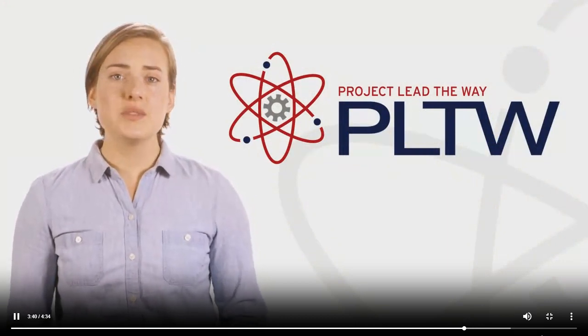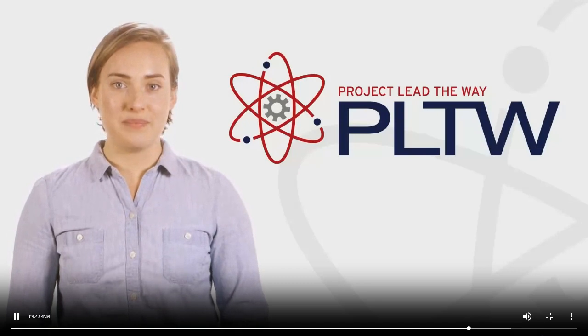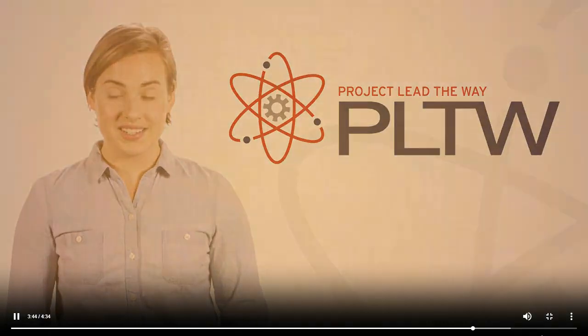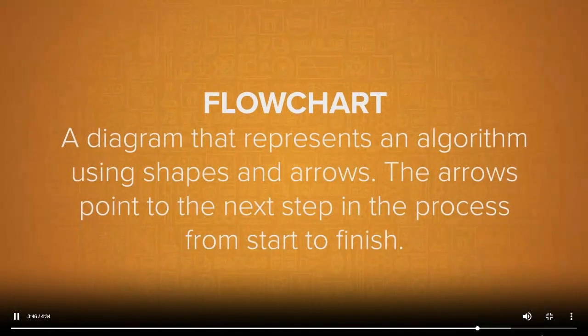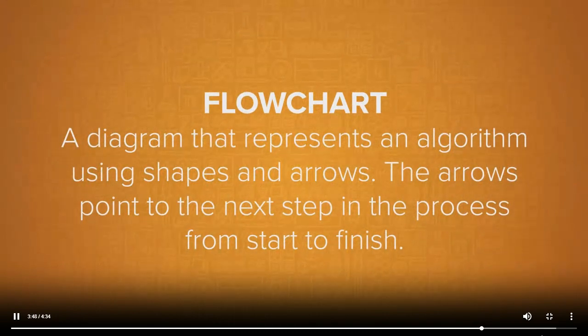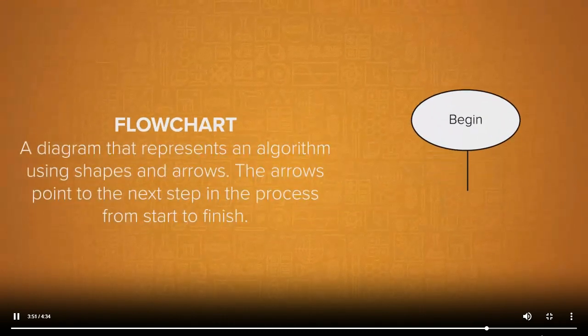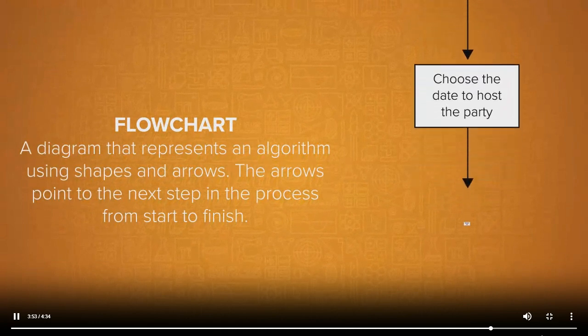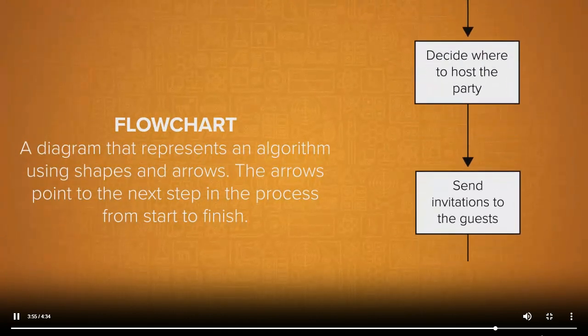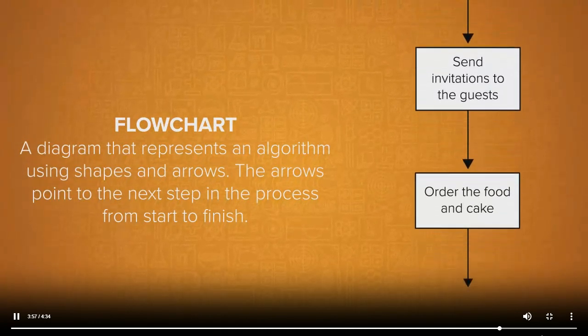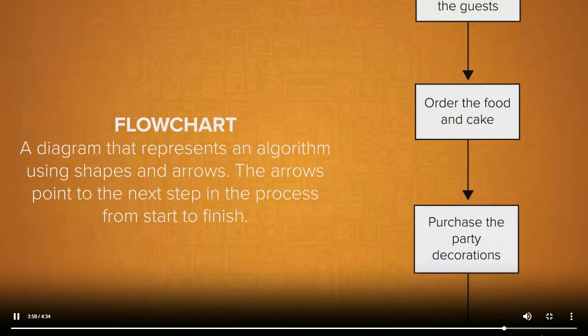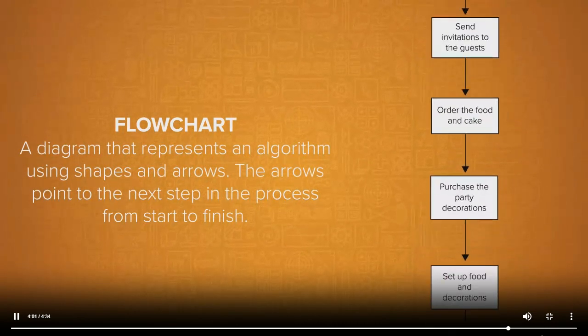This written list is just one way you can organize an algorithm. Another way is using a flowchart. A flowchart is a diagram that represents an algorithm using shapes and arrows. The arrows point to the next step in the process from start to finish. The flowchart is a great visual to understand linear algorithms. Notice that the sequence of steps for the party flow in a straight line.